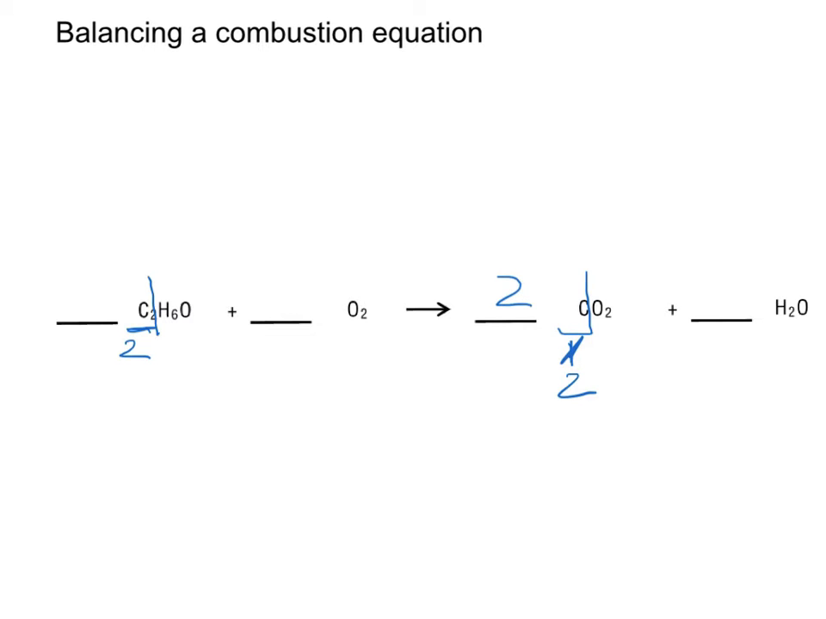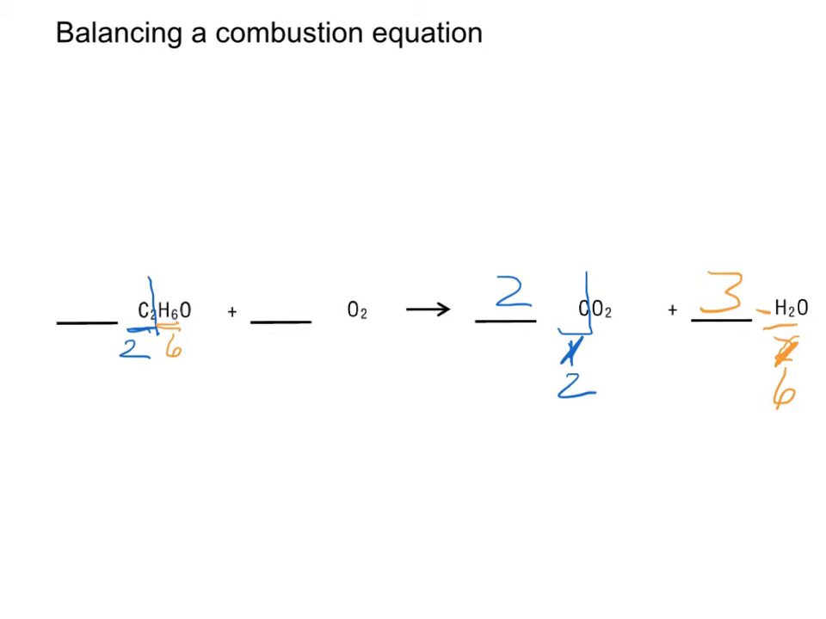Now if I move on to hydrogens, on the left-hand side, I have 6 hydrogens. On the right-hand side, I have 2 hydrogens. So I need to increase the amount of hydrogens on the product side. I'm going to put a coefficient of 3 here. 3 times the subscript of 2 for the hydrogens is going to change it from 2 to 6. So now our hydrogens are balanced out.